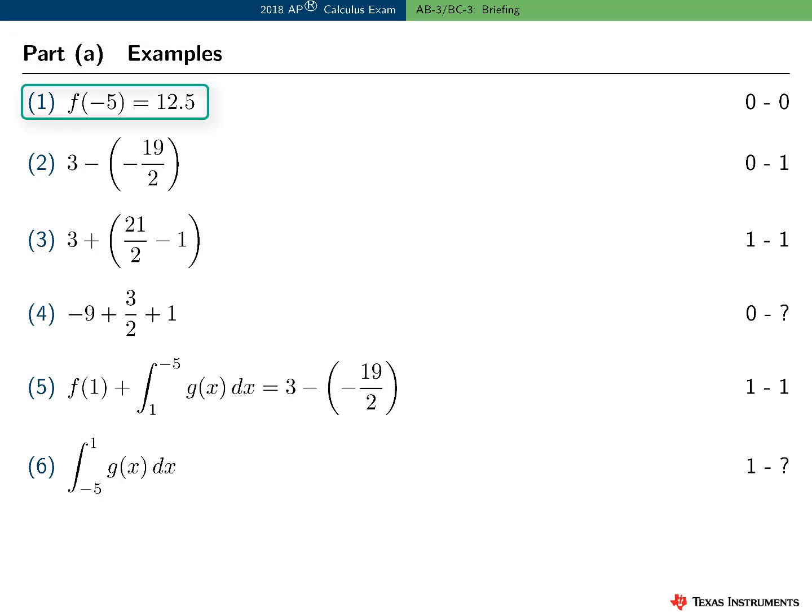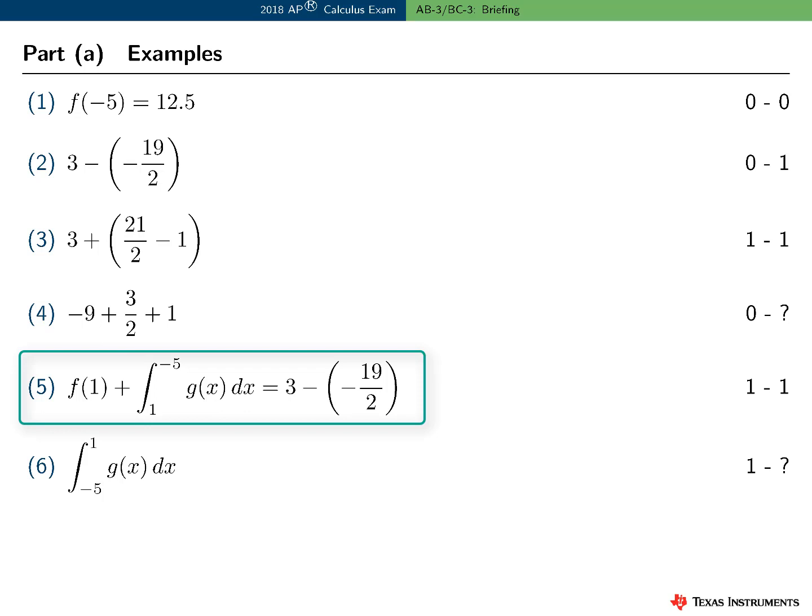The first example is a bald answer. There is no supporting work. This earns 0, 0. In example 2, there isn't enough evidence or communication of the definite integral. This earns 0, 1. In example 3, there is just enough communication of the definite integral. This earns 1, 1. In example 4, this is incorrect communication of the definite integral. They do not earn the first point. But the student could somehow put this together with the initial condition and earn the answer point.